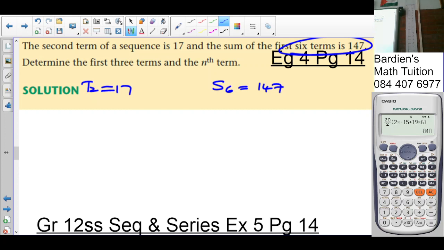So do I have my last term here? No. So I know I must use the formula Sn is equal to n over 2 into 2a plus n minus 1 d. Not so? So if I'm going to go with S6, if I see n, I put a 6.